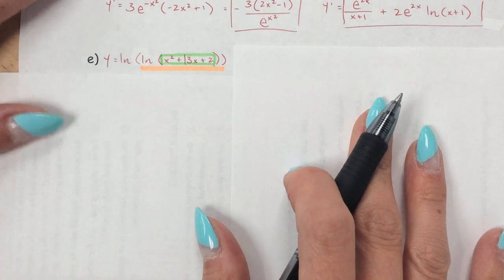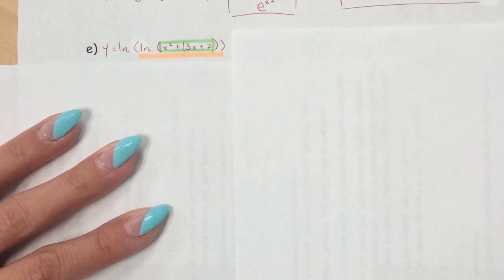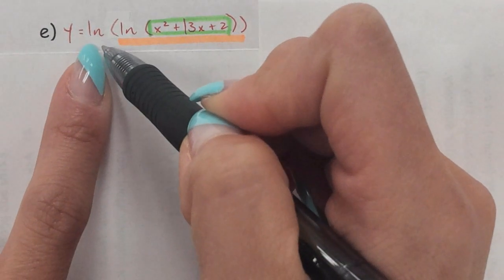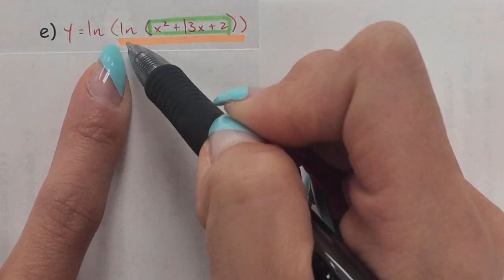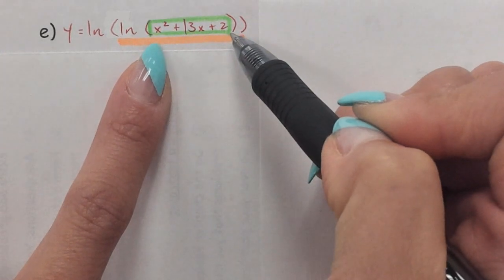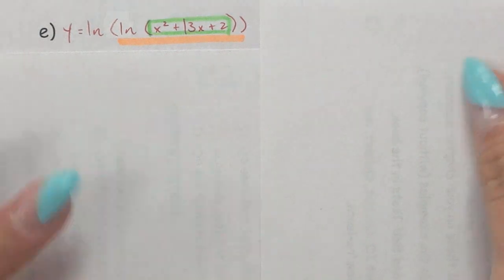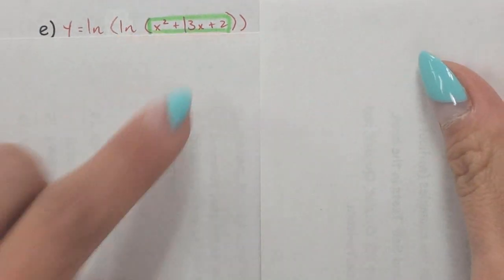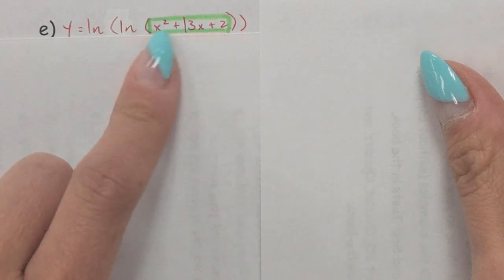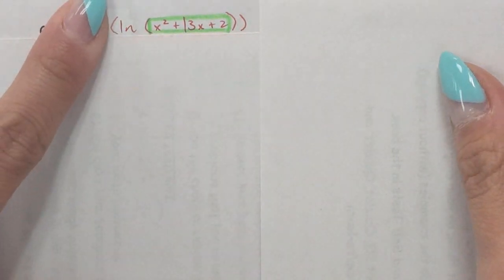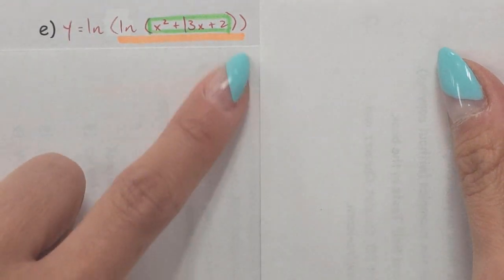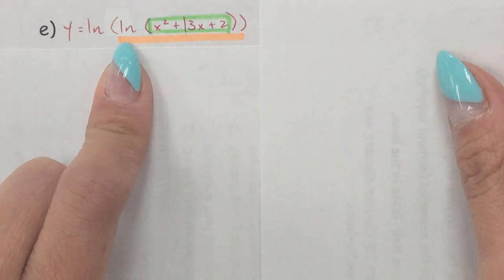Okay, this one's really, really good. I'm going to make it a little bigger. So y equals ln of the quantity ln of the quantity x squared plus 13x plus 2. So what I did for you is I put a little green box around that final quantity. That belongs to this ln. And then this big ln has that orange box, basically.